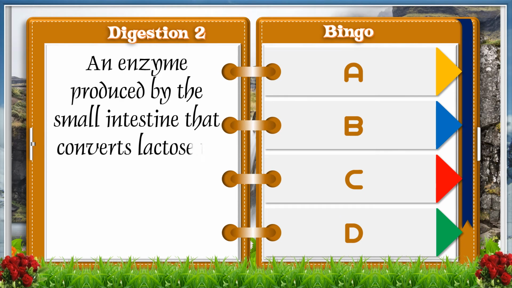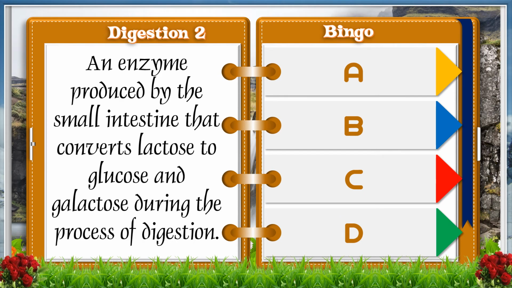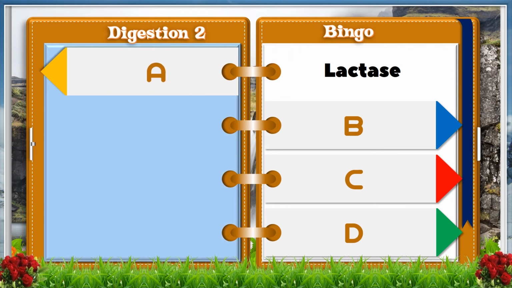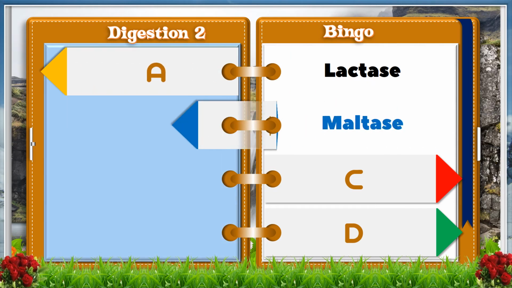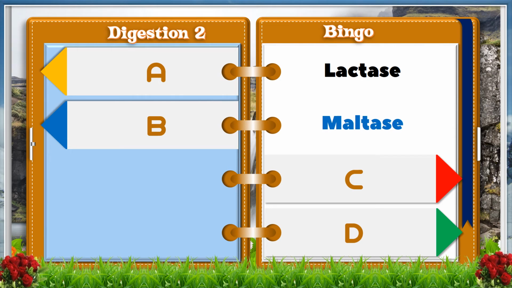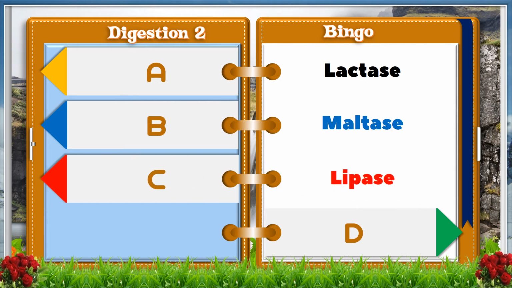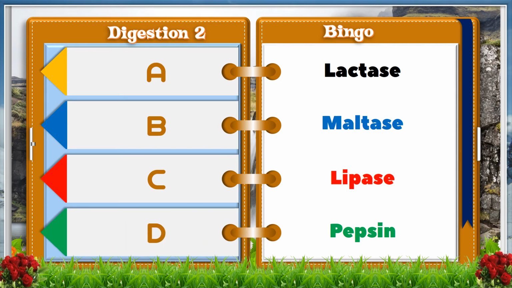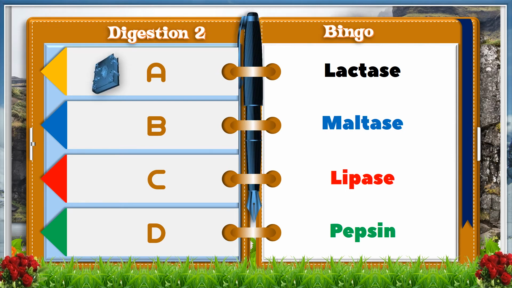An enzyme produced by the small intestine that converts lactose to glucose and galactose during the process of digestion. A. Lactose. B. Maltase. C. Lipase. D. Pepsin. And the answer is A. Lactase.